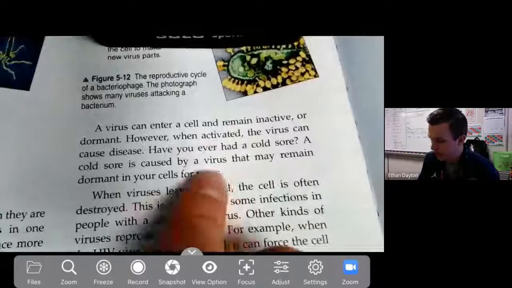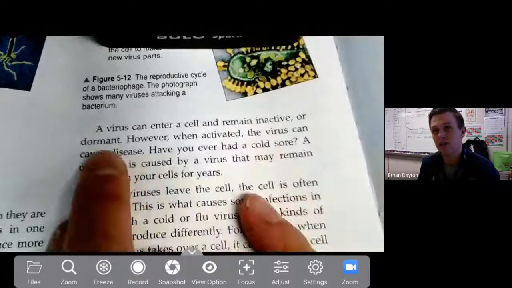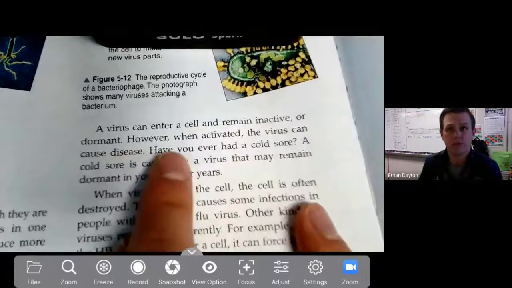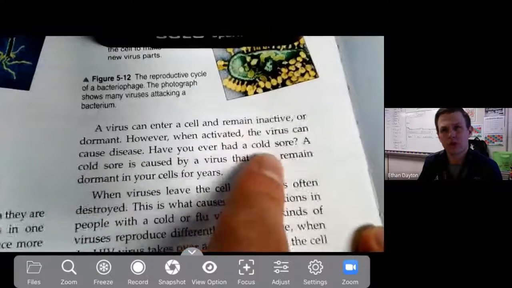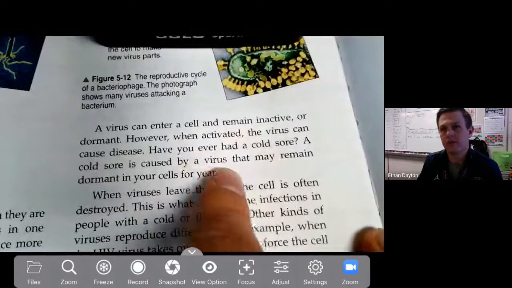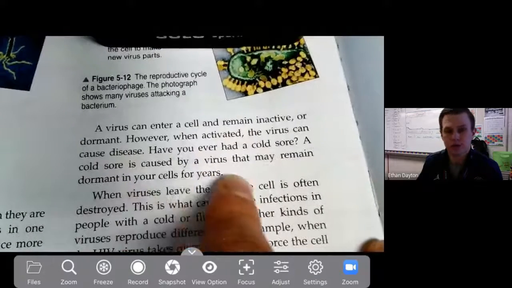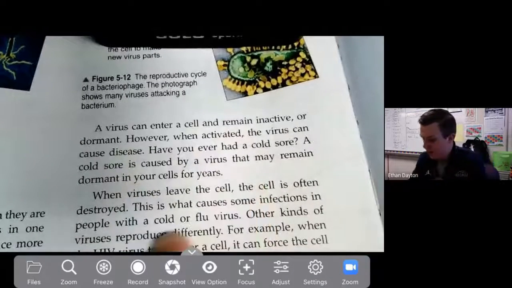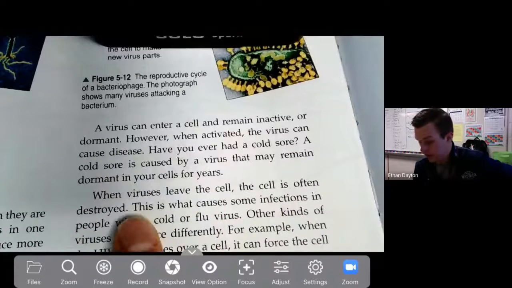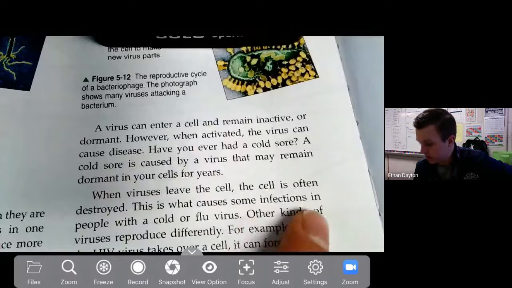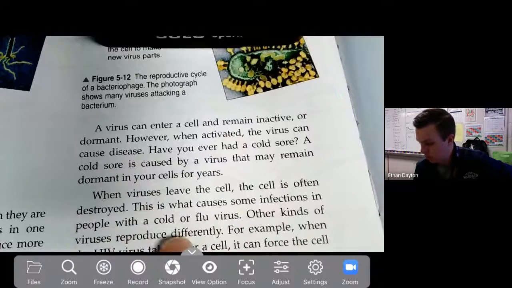A virus can enter a cell and remain inactive or dormant. However, when activated, the virus can cause disease. Have you ever had a cold sore? A cold sore is caused by a virus that may remain dormant in your cells for years. When viruses leave, the cell is often destroyed. This is what causes some infections in people with a cold or flu virus.